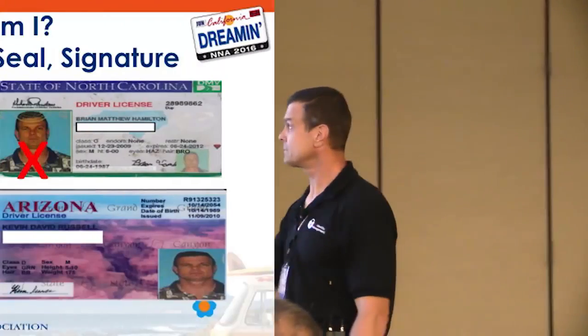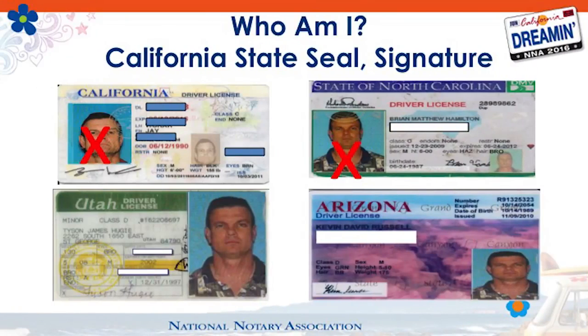Same thing. That's why a lot of the states, when they do the state seal, they put it half on the picture, half on the card. So when people crop out that picture, they're taking half the state seal with them. And we'll talk about that a little bit more.